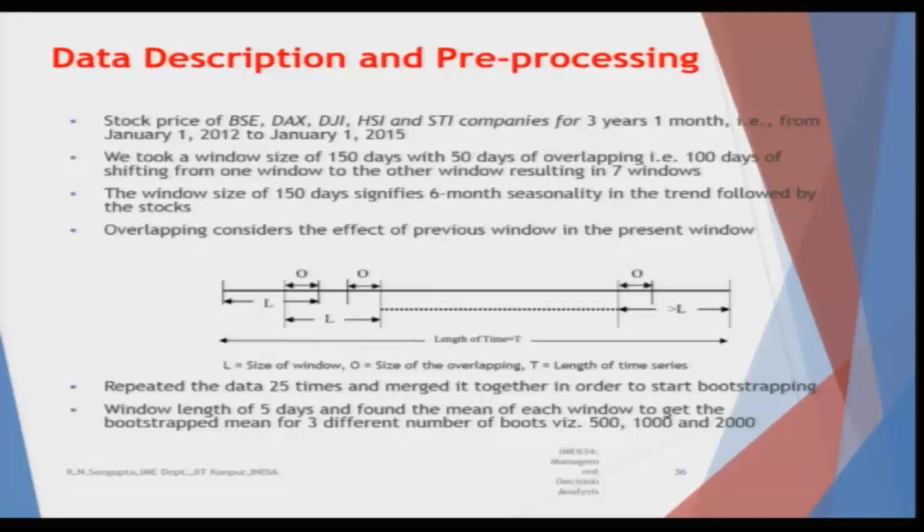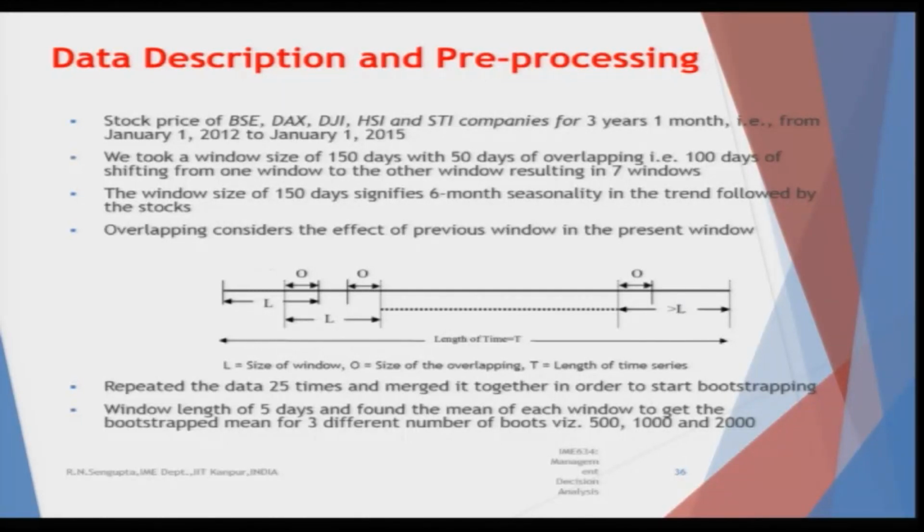So, a window size of 150 signifies 6 months seasonality in the time trend. 6 into 30 is 180, but considering Saturdays, Sundays and the holidays, we will generally have about 150 days. Not exactly 150, but it is an approximation.